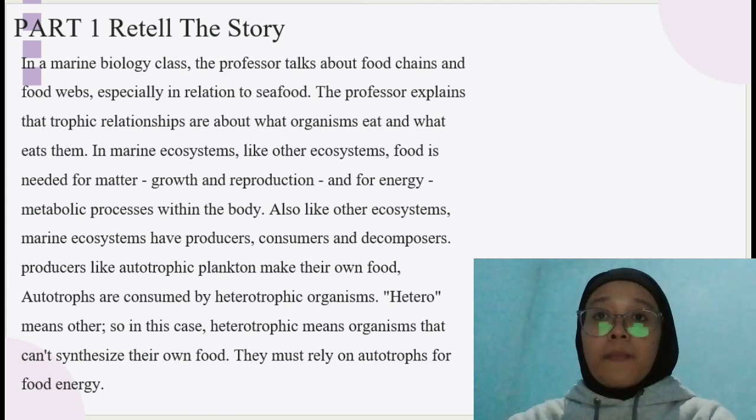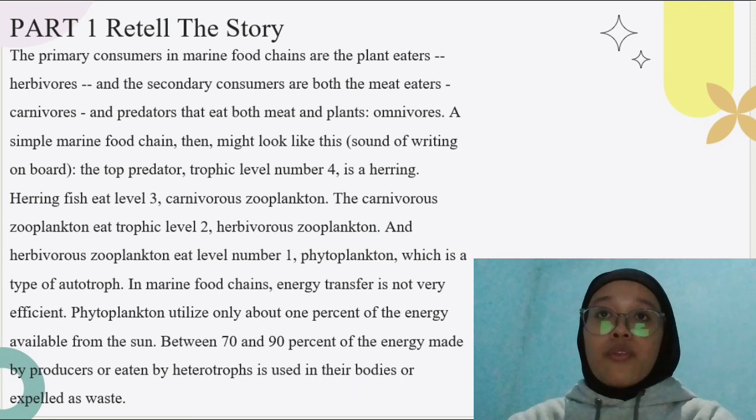Producers like autotrophic plankton make their own food. Autotrophs are consumed by heterotrophic organisms. Hetero means other, so in this case, heterotrophic means organisms that cannot synthesize their own food. They must rely on autotrophs for food energy. Primary consumers in the marine food chains are the plant eaters, herbivores, and the secondary consumers are both the meat eaters, carnivores, and the predators that eat both meat and plants, omnivores.